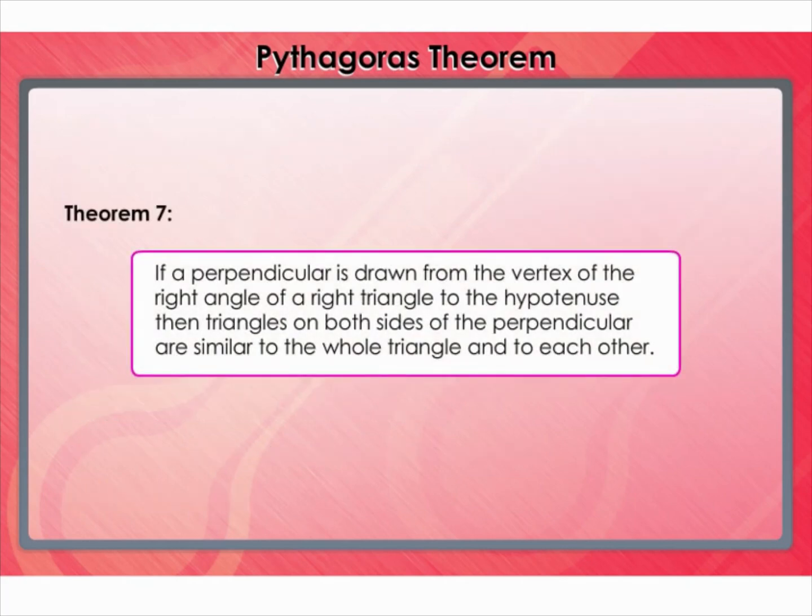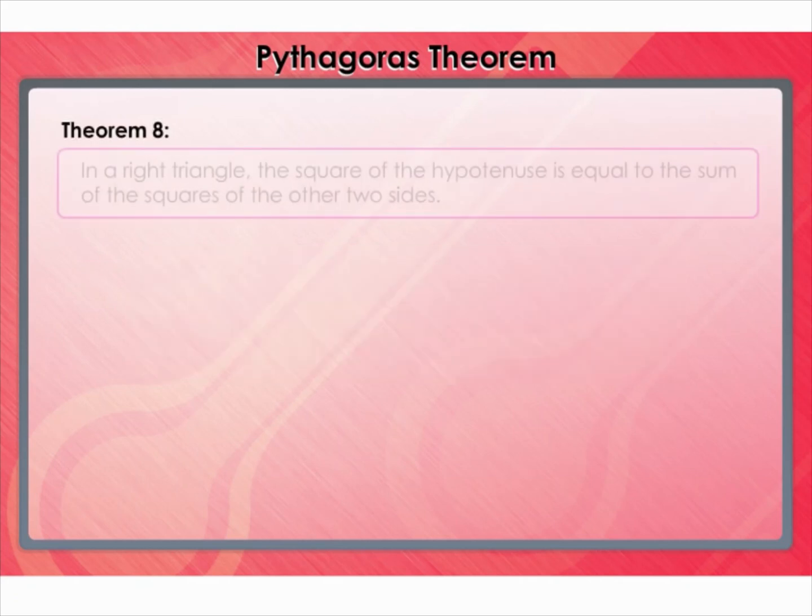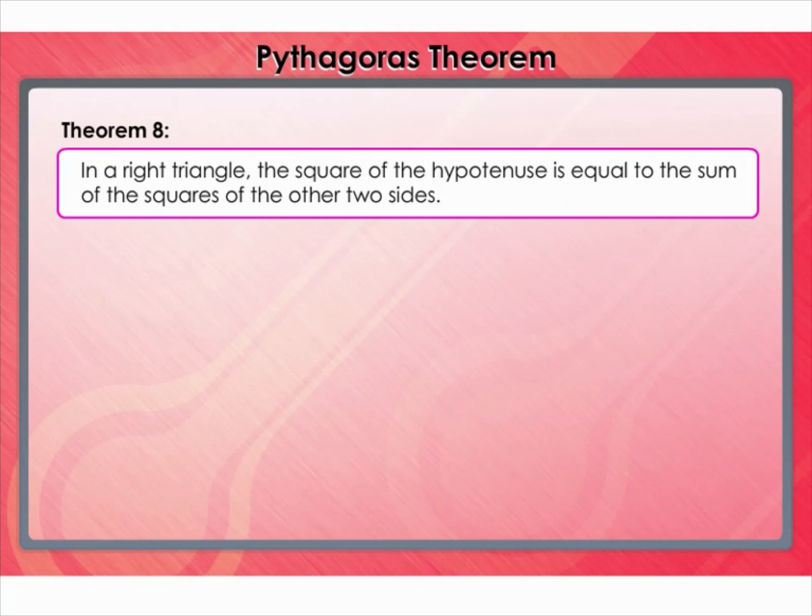The previous discussions lead to this theorem. Perpendicular is drawn from the vertex of the right angle of a right triangle to the hypotenuse. Then triangles on both sides of the perpendicular are similar to the whole triangle and to each other. Let us now apply this theorem in proving the Pythagoras theorem.